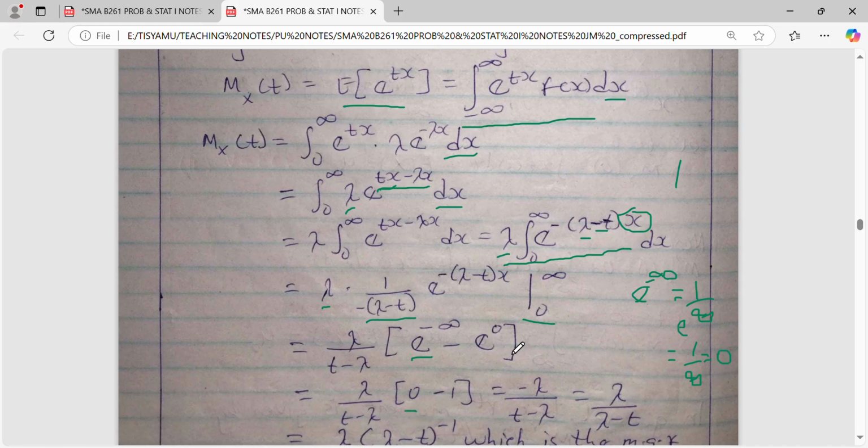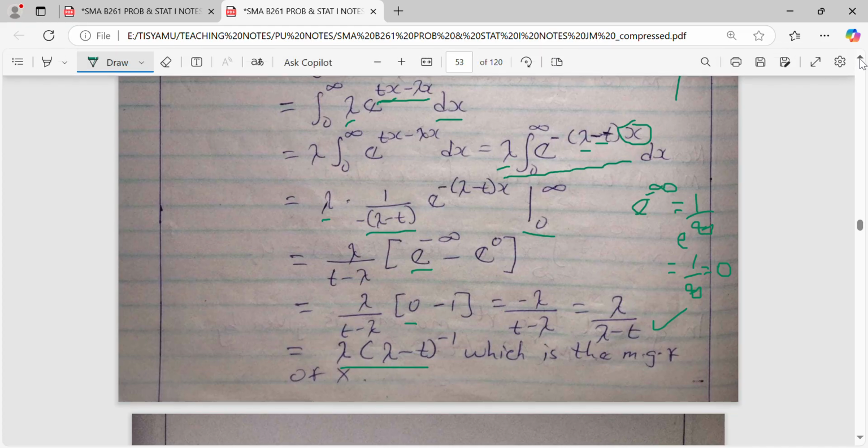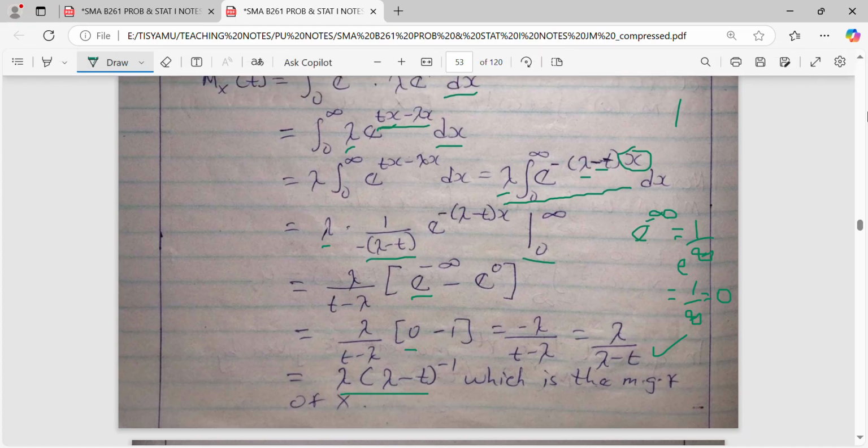Then minus exponential of 0, which is 1. So you can see here we'll have 0 minus 1, which is negative 1. If we multiply by whatever is outside the bracket, we'll have negative lambda over t minus lambda, which can also be rewritten as lambda over lambda minus t, which can also be rewritten as lambda times lambda minus t raised to negative 1, which is the MGF of the random variable x. So that's how simple we can find the MGF.